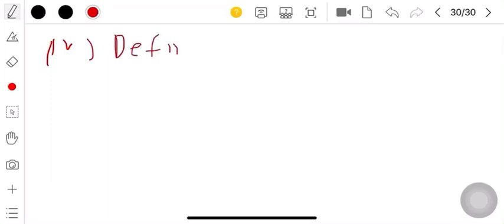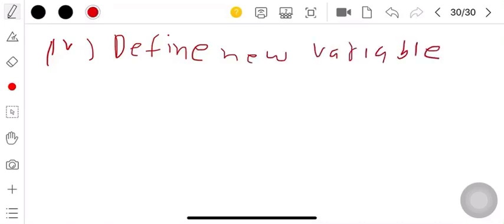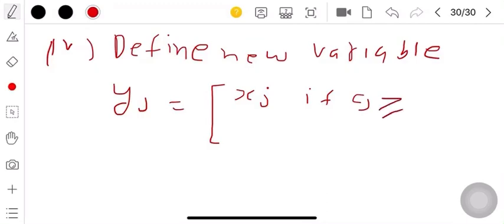This is the most important step. Define a new variable yj, which is equal to xj if cj is greater than or equal to 0 in the minimization problem, and 1 minus xj if cj is less than or equal to 0.